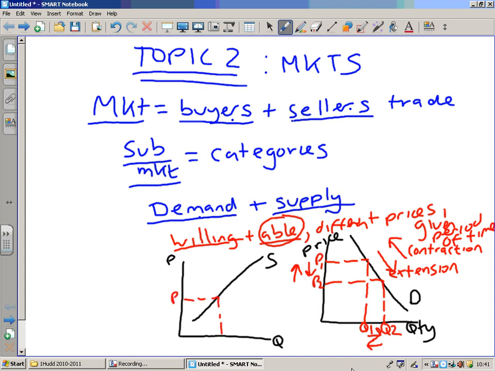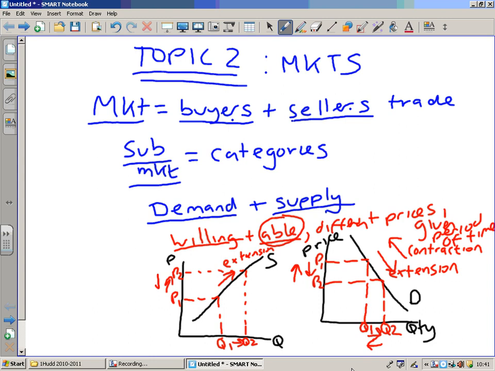Again, let's take a particular point. P1, Q1. As price increases to P2, supply of the product goes up to Q2. Businesses willing and able to supply more. This is an extension in supply. Price increases, quantity supplied will also increase.